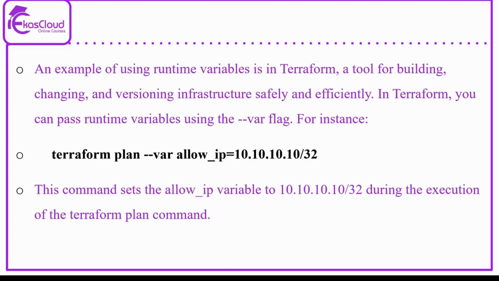Terraform is the keyword representing the Terraform command line interface, and plan is a subcommand you are using to instruct Terraform to generate an execution plan. And var allow_ip is an option provided to the Terraform plan command. It specifies a variable named allow_ip with a value 10.10.10.10/32. This allows you to pass variable values directly through the command line.